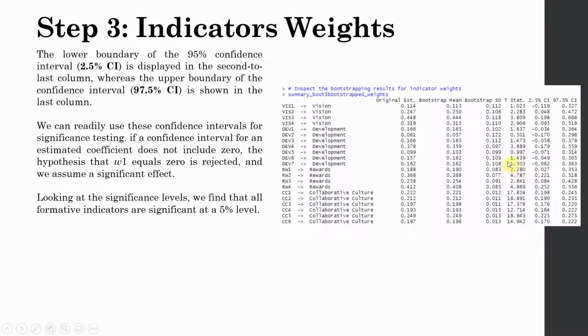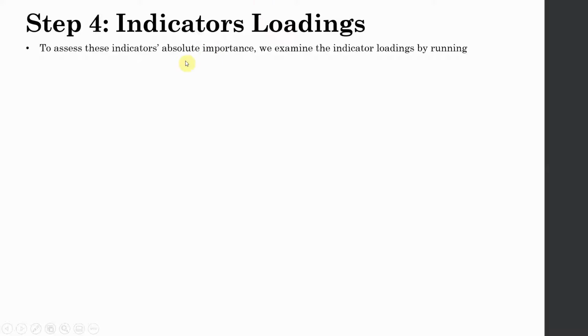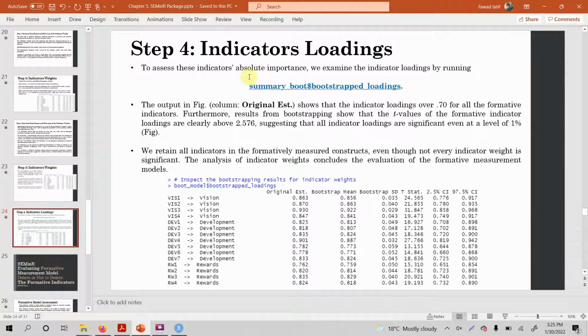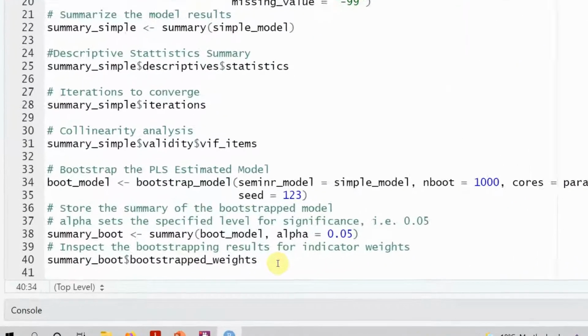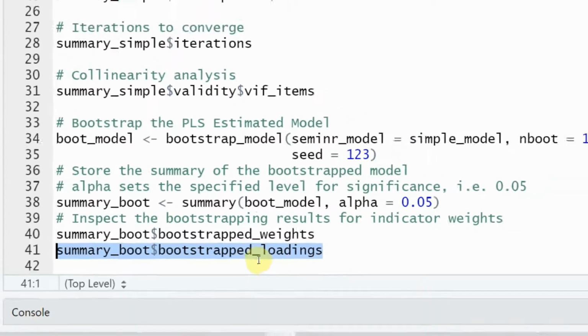So let's look at this. Vision 1, Dev 1, Dev 2, Dev 3. Let's look at a few of them. To assess the indicator's absolute importance, we examine the indicator's loading. Now, where are these loadings? Again, let's go back to our summary object. Let's copy this. Now what is this? summary_boot. This object holds the summary from your bootstrapped results. Now bootstrap loading is the sub-object. Let's run it.